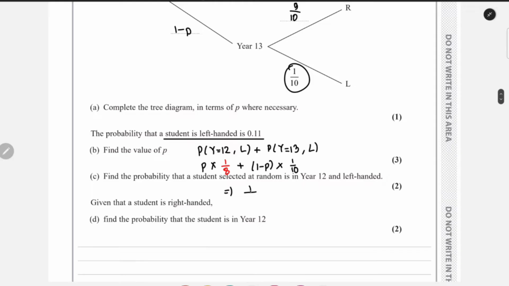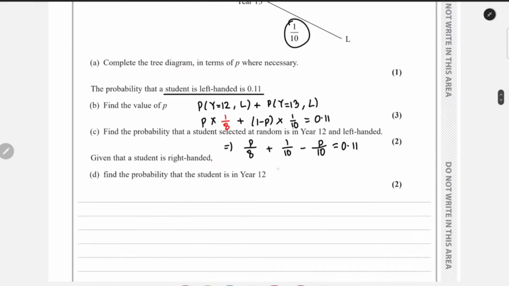So P by 8 plus 1 by 10 minus P by 10 equals 0.11. So we'll get P by 40 over here, and on the right we'll get 0.01. So P would be 0.40.